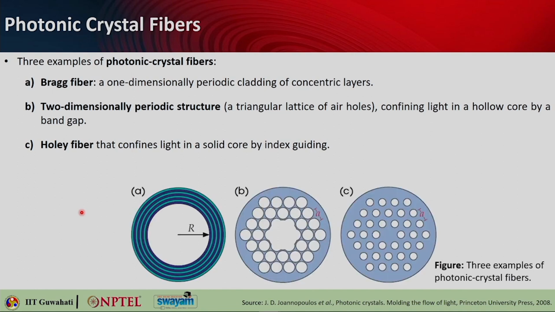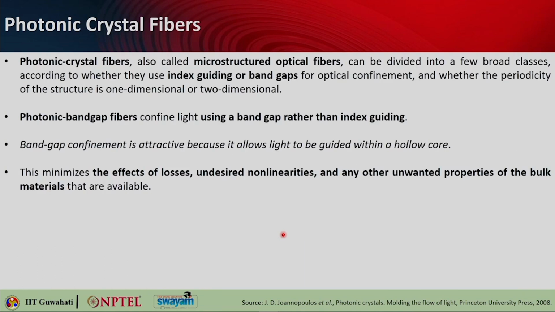So one can be a Bragg fiber, that is a one dimensionally periodic cladding of concentric layers. So you can actually design the cladding using a Bragg grating. These are called Bragg fibers. Then you have seen this one, hollow core fiber by a band gap. So here it is actually doing a band gap kind of guiding, because you have a hollow core and you have a photonic crystal around it. So whatever is being guided cannot escape into this periodic photonic crystal. So this is the band gap method or band gap confinement.